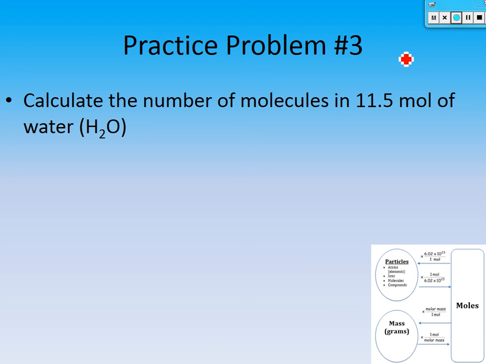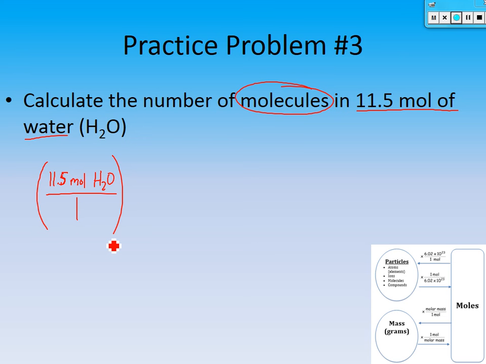Okay, let's see how you did. Hopefully, you underlined 11.5 moles of water, and you're circling, it looks like it wants us to go to molecules. Okay, so that's what we need to go to. That's step 1. Step 2 is to write down what they gave you, 11.5 moles of water. So again, include not just the number, but the units and the substance that you're talking about. Put it over 1. That will help us line up our problem going forward.